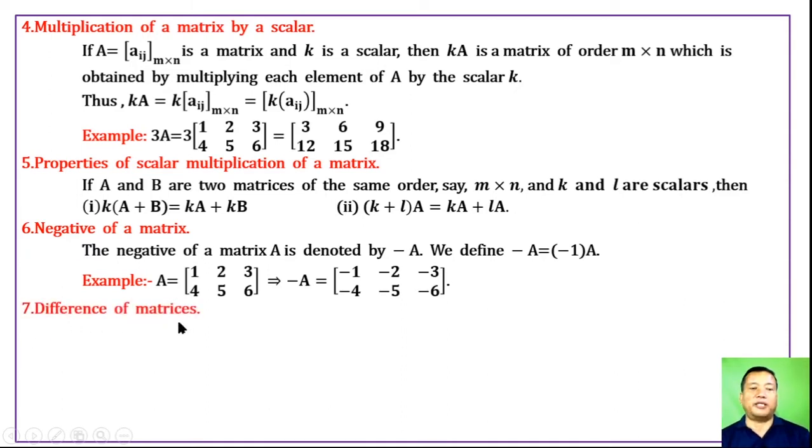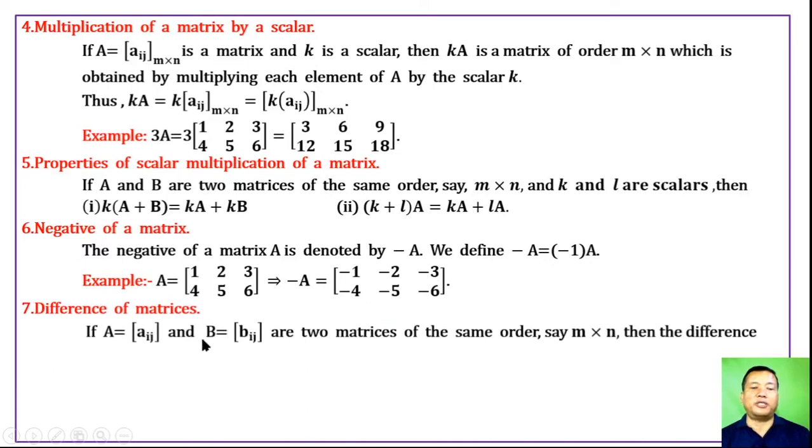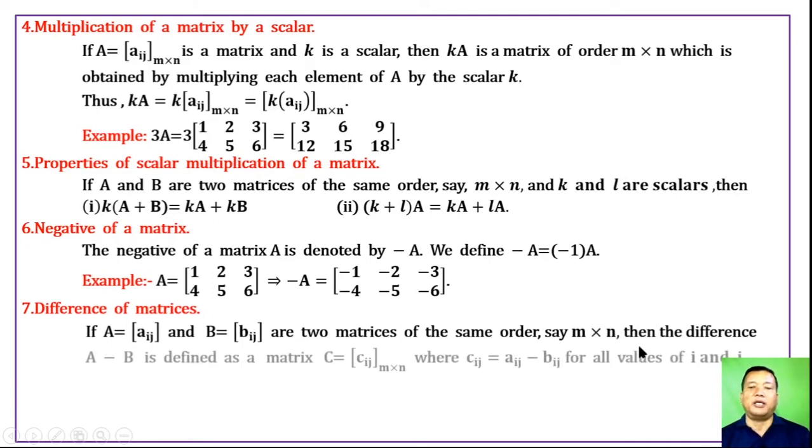Difference of matrices, or subtraction of two matrices. If A equal to Aij and B equal to Bij are two matrices of the same order, say M by N, then the difference A minus B is defined as a matrix C whose element is Cij. Order is also M by N, where Cij is equal to Aij minus Bij for all values of i and j.